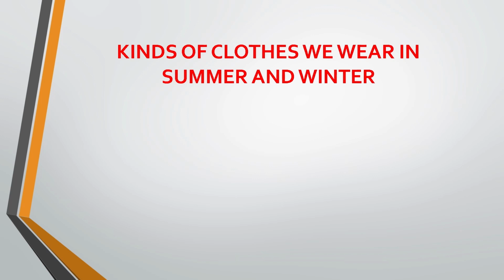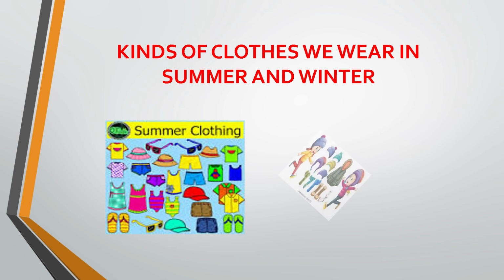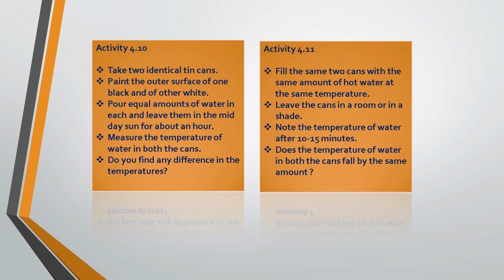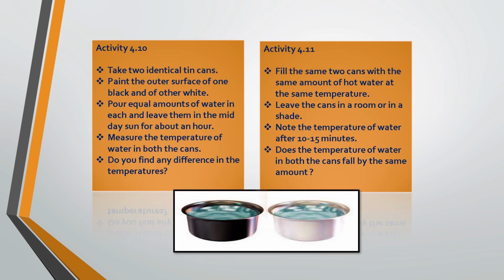Now the next topic is kinds of clothes we wear in summer and winter. So here are some examples of summer clothing and winter clothing. In summer we prefer light color and cotton clothes, and in winter we usually wear dark color clothes. Why? Let us find out with an experiment. We take 2 identical cans. In the first activity, we paint one black and the other white on the outside, and fill equal amounts of water in both and leave them in the mid-day sun for about an hour.